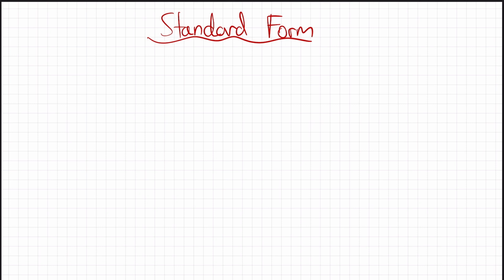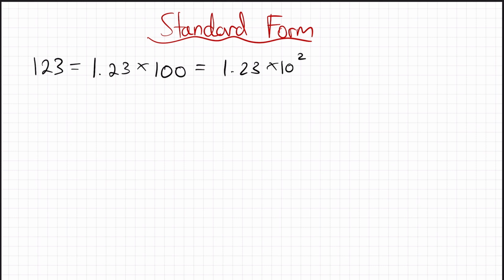If we want to represent the number 123 in standard form, well, that's the same as 1.23 multiplied by 100, right? And this is just the same as 1.23 times 10 to the 2. So it's really that simple.